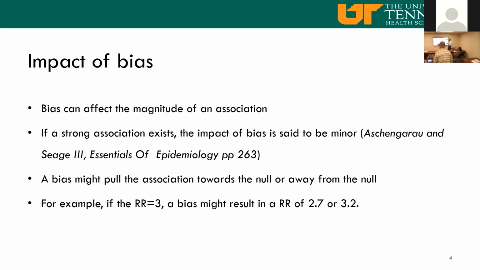But smoking increases the risk of coronary heart disease. So the relative risk of having coronary heart disease in a smoker compared to non-smokers is higher. And so when we say bias pulls the association towards the null, in this case, it means towards 1, and away from the null means either less than 1, between 0 and 1, or higher than 1. So, for example, if the relative risk is 3, a bias might result in a relative risk of 2.7 or 3.2, it can increase or decrease.